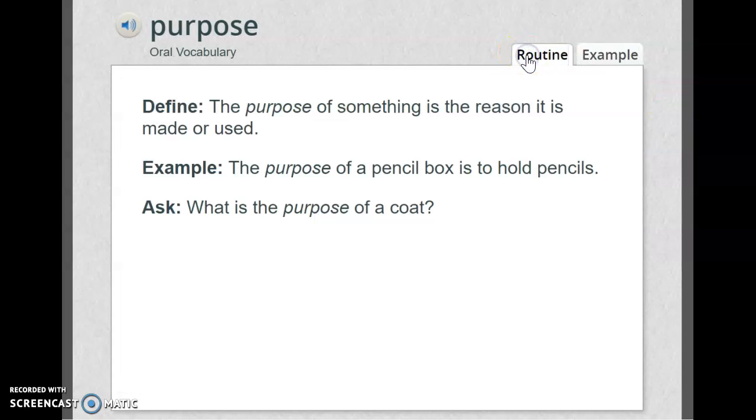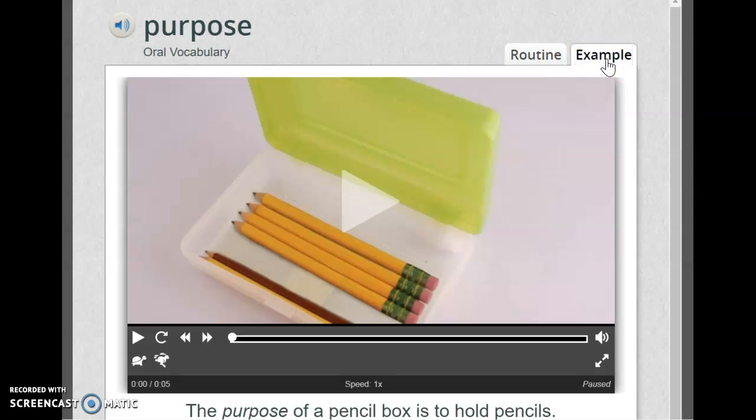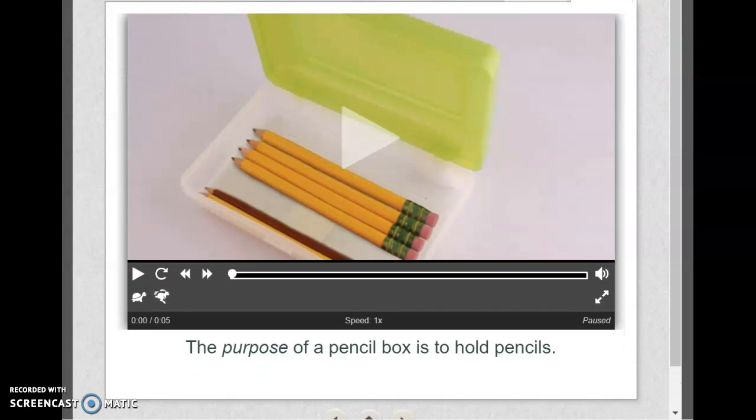My next word is purpose. The purpose of something is the reason it is made or used. So, for example, in this picture, we see that the purpose of a pencil box is to hold pencils. So, I want you to think, what is the purpose of your backpack? What does that do?